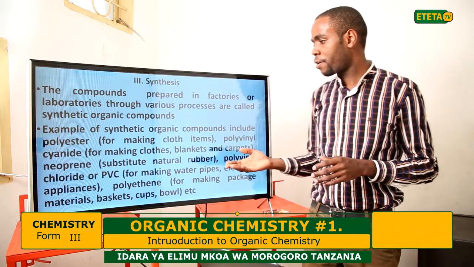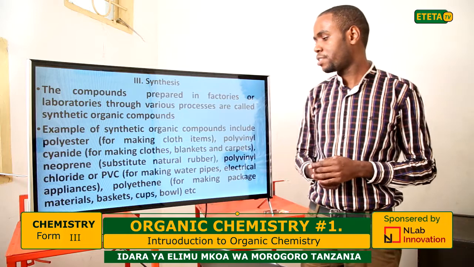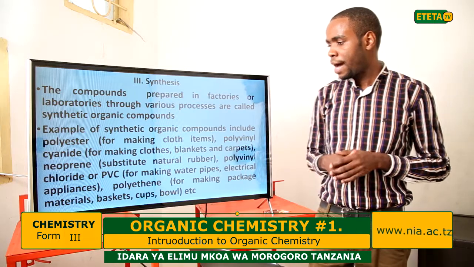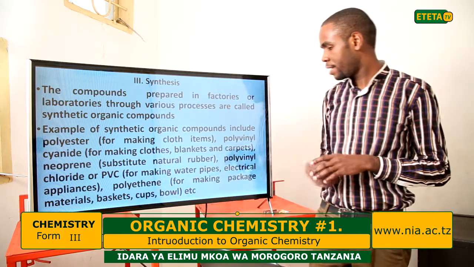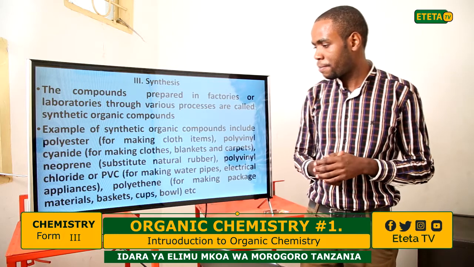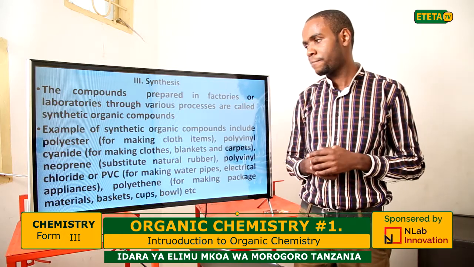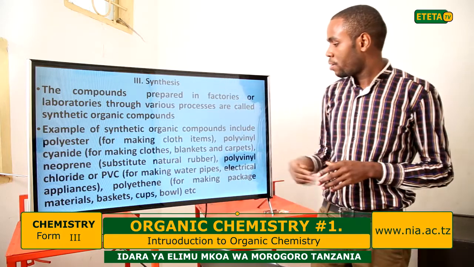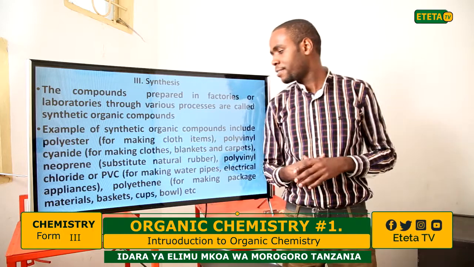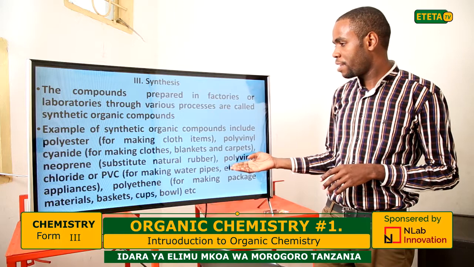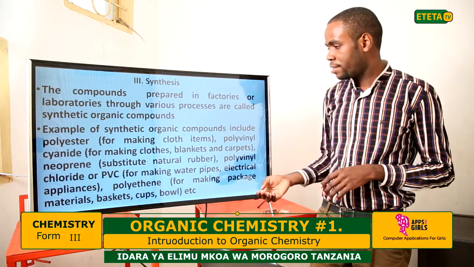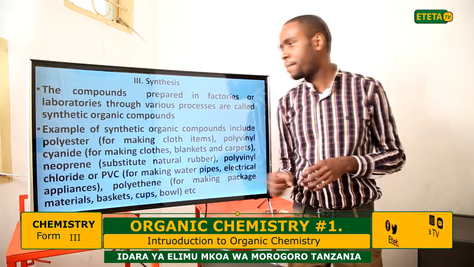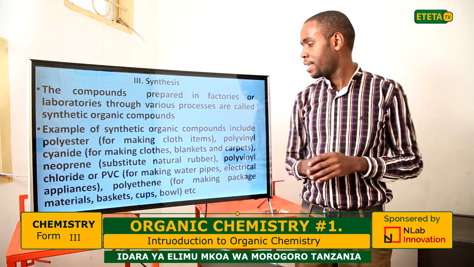Another is the polyvinyl chloride, PVC. This is used for making water pipes, electrical appliances, etc. Another is the polyethylene. This is used for making packaging materials, baskets, cups, bowls, etc. So these are some examples: polyester, polyvinyl cyanide, polyvinyl chloride, polyethylene, and neoprene. These are some examples of synthetic organic compounds.